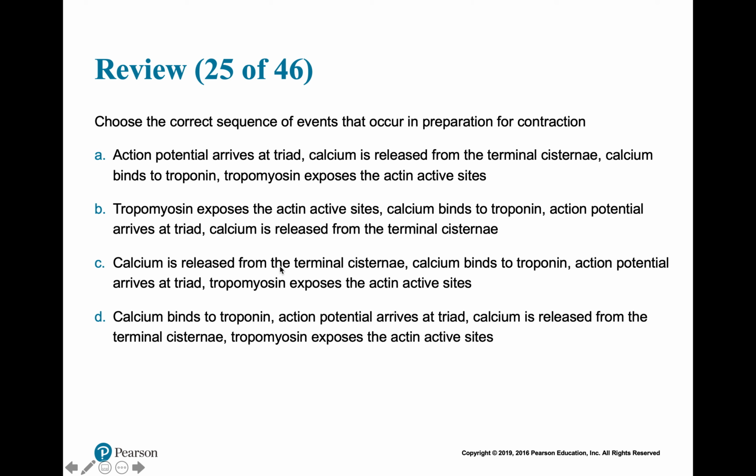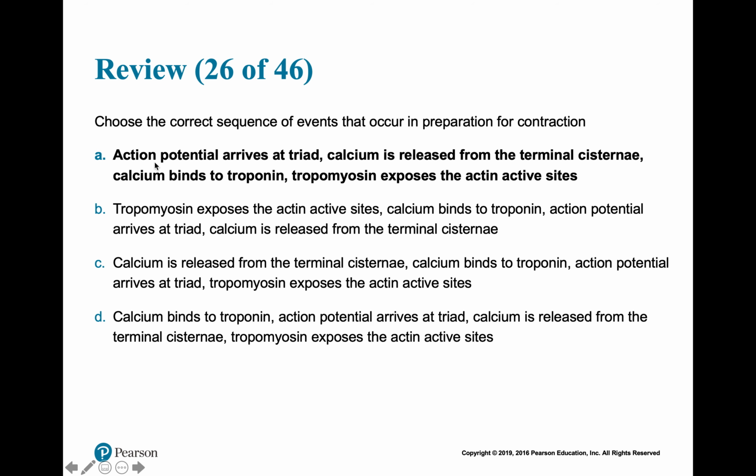All right, calcium is released from the terminal cisternae. Action potential arrives at the triad. This has to happen before this happens. So A is the correct answer. Action potential arrives at the triad. Remember that action potential causes those voltage-gated calcium channels on the SR to open. That means calcium gets released from the terminal cisternae into the cytoplasm. Calcium then can bind troponin. Troponin changes shape. It shifts tropomyosin out of the way and exposes the actin active sites.